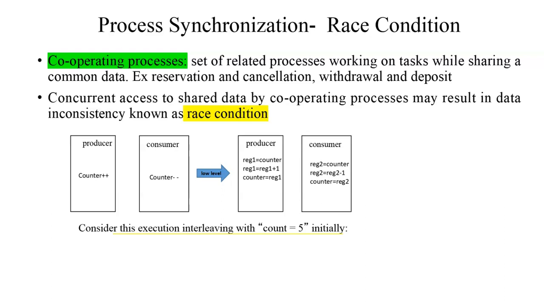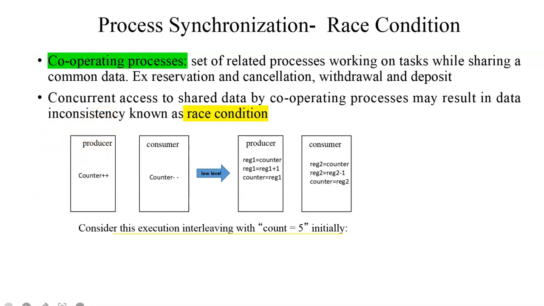So hence the reservation process execution will affect the cancellation process execution. Cancellation process execution affects the reservation processes. So reservation and cancellation process are hence called cooperating processes. Some other examples include withdrawal and deposit processes in a banking application, the buyer and the seller process in an e-commerce application, and so on. So the problem with the cooperating process is concurrent access to the shared data by the cooperating process may result in data inconsistency. Let's take an example and understand.